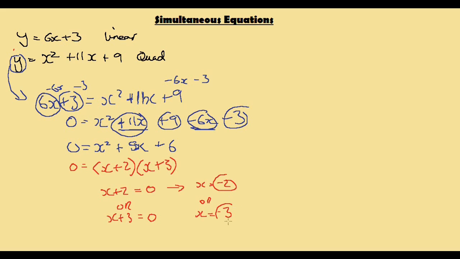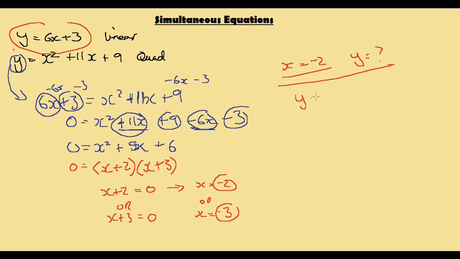So now we've got two values of x, minus 2 or minus 3. But what about the values of y? Well, we're going to have two values of y as well for both of these. So when x equals minus 2, what does y equal? Well, that's where we just go back to our original equation. Take this. y equals 6 times x, which is now minus 2. So I'll put that in some brackets. And then we'll add 3. 6 times minus 2 is minus 12, plus 3 is minus 9. So y equals minus 9.